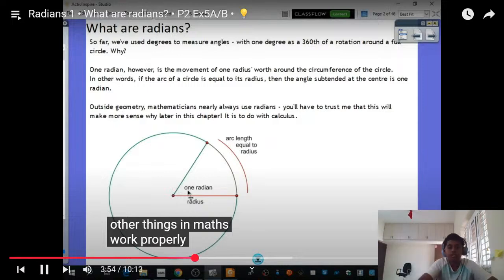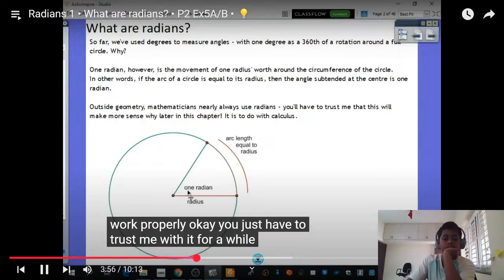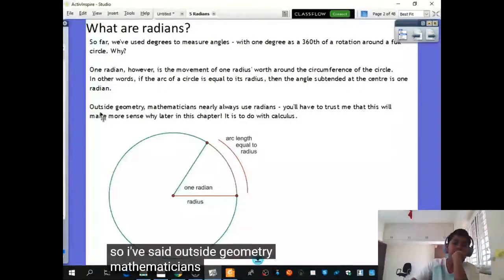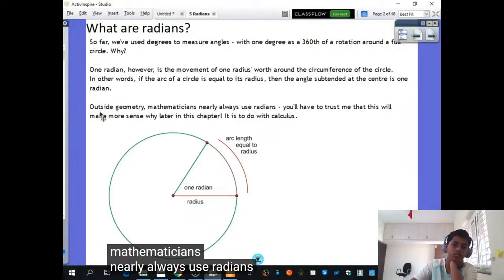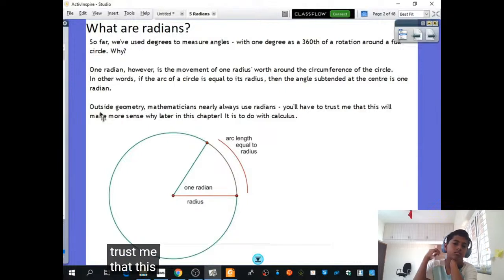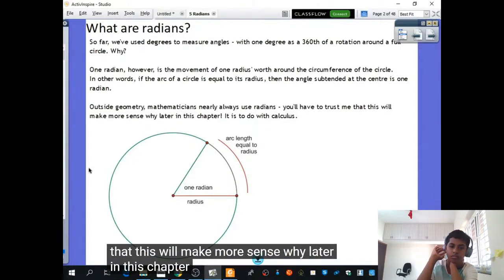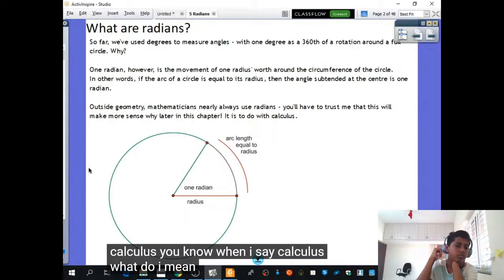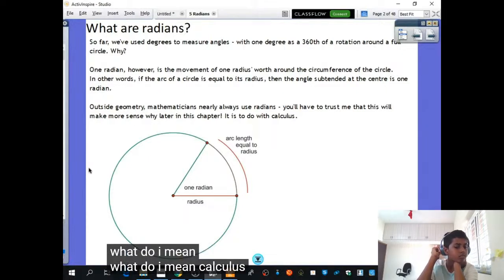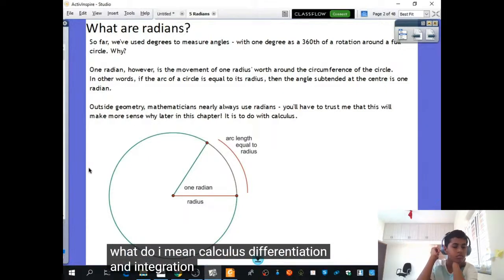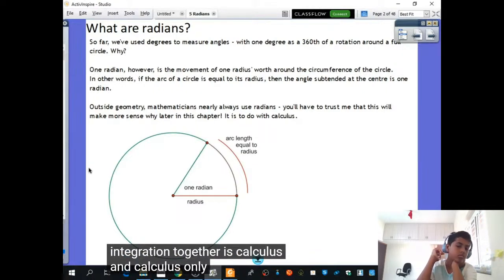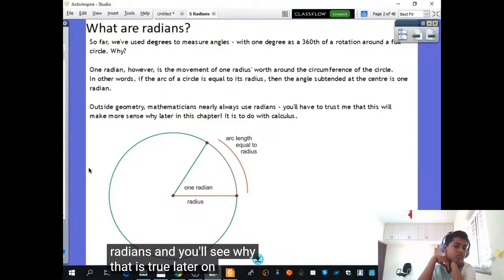Let's continue. Properly. Okay, just have to trust me with it for a while. So I've said outside geometry, mathematicians nearly always use radians. You'll have to trust me that this will make more sense why later in this chapter, and it's to do with calculus. When I say calculus, what do I mean? Differentiation and integration. Differentiation and integration together is calculus. And calculus only works if we use radians, and you'll see why that is true later on, okay?